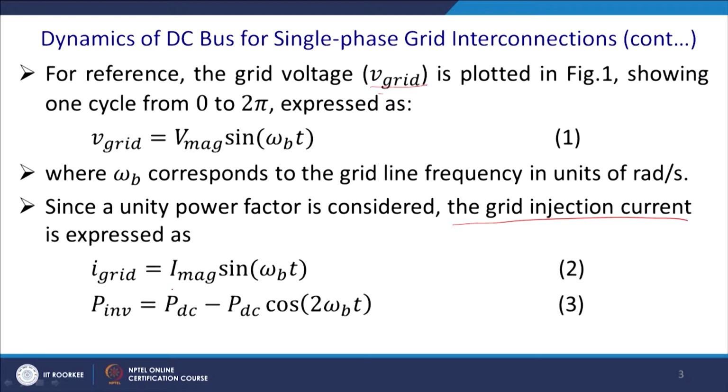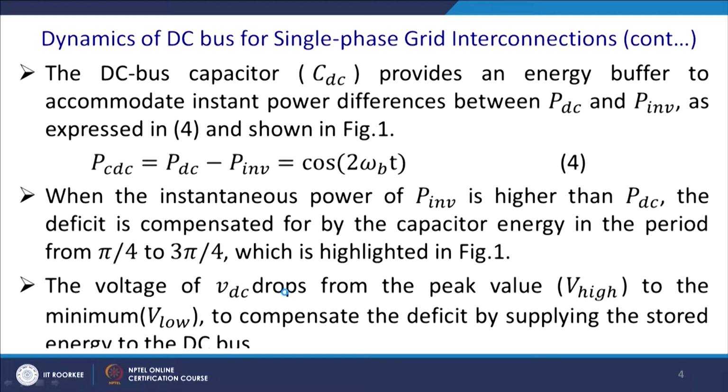So, I grid equal to I m g sin omega t, which gives P inverter equal to P DC minus P DC cos of double frequency oscillations, which we have seen there. So, instead there will be a DC value with an oscillatory value above it, because if you multiply sine with sine, you will get sin square omega t, which you can split as 1 minus cos 2 omega t by 2.